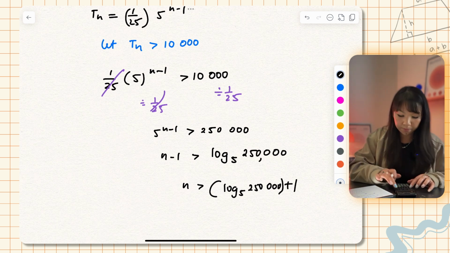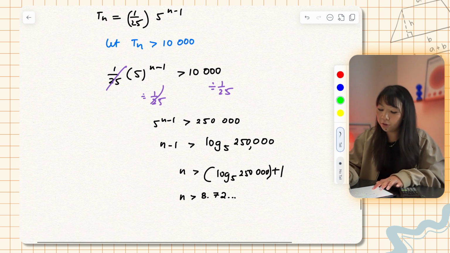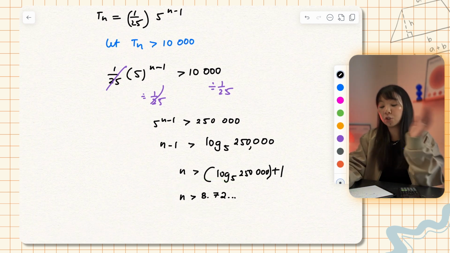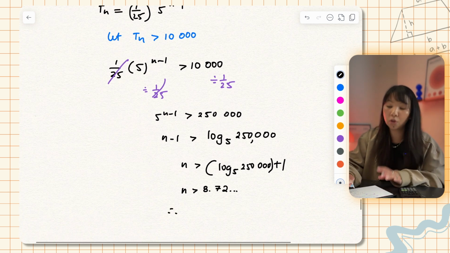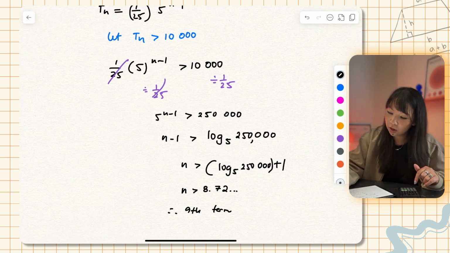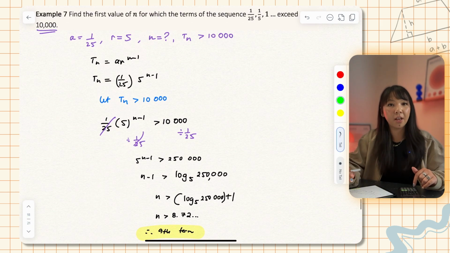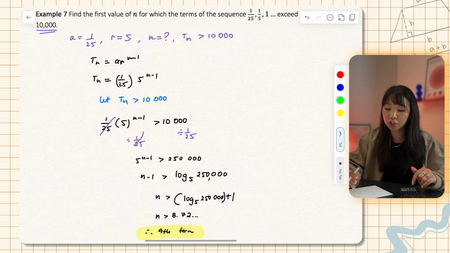Okay, so let's go ahead. If we get that, we get n is greater than 8.72. And then you follow this inequality sign, then the n value that is greater than 8.72, because it has to be a whole number, is going to be the 9th term. So the 9th term in the sequence is the first term that exceeds 10,000, which is like, what? How's that so small? But let's check it.